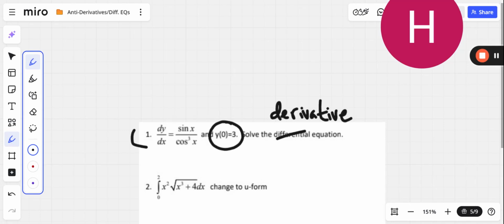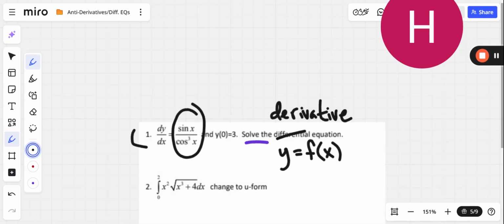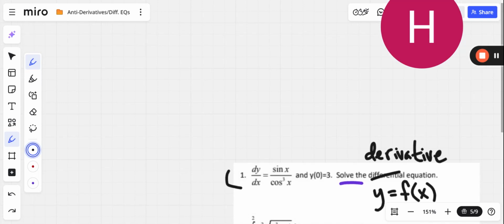We can also use this along with the fundamental theorem of calculus, but let's be clear on what it means to solve the differential equation. What it means is find y equals f of x. Find the exact equation that has this point on the equation and whose derivative is sin over cos cubed. All right, so we're going to combine these several ideas that I just mentioned together. We're going to start off by setting up the fundamental theorem of calculus.